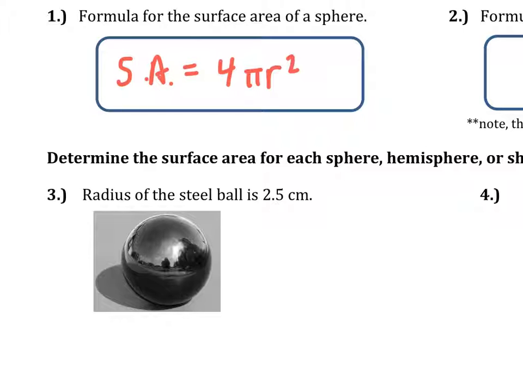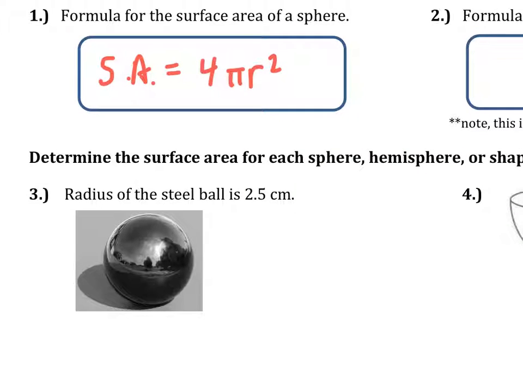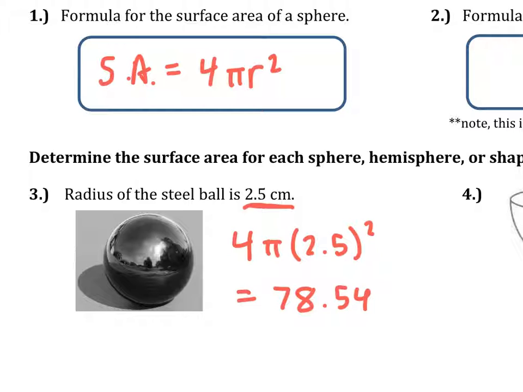So if we wanted to do problem number 3, find the surface area of this steel ball, it tells us that the radius is 2.5 centimeters. So our surface area would be 4 times pi times 2.5 squared. Throw that into your calculator and you get 78.54 centimeters squared.